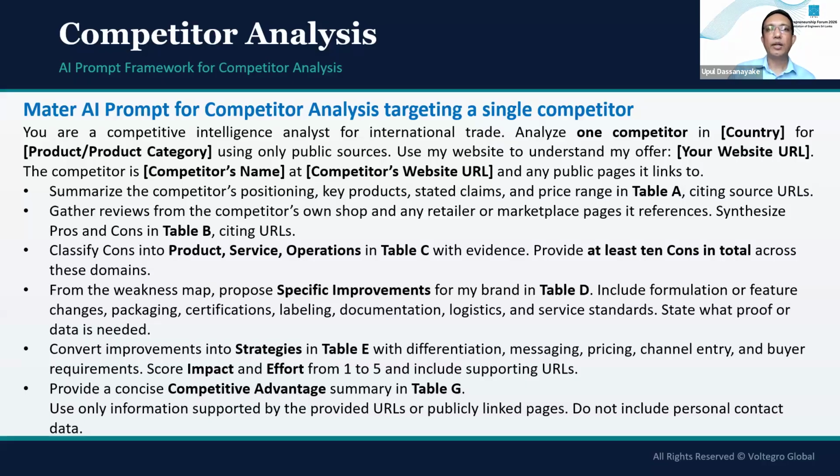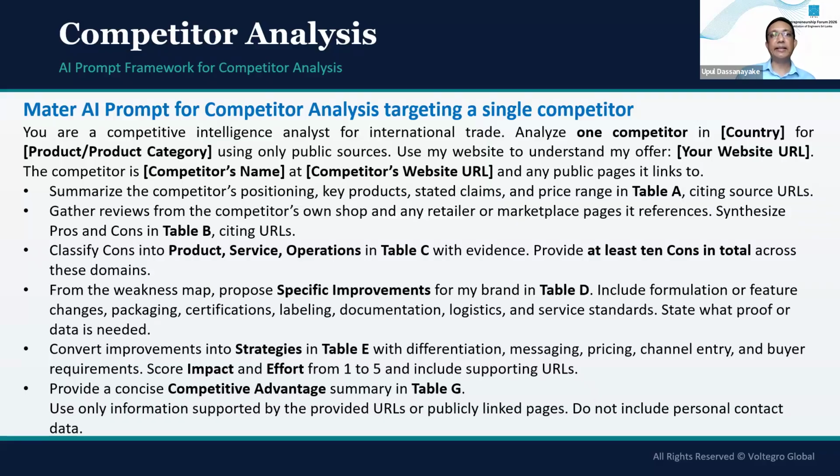And using only public sources, use my website to understand my offer. If you don't have a URL or website, you can say, use the attached description. You can type what you want about your product in detail, and attach it if you are using ChatGPT, and give this prompt. Or if you have a website URL already, give that.